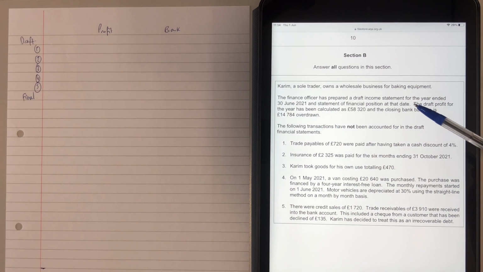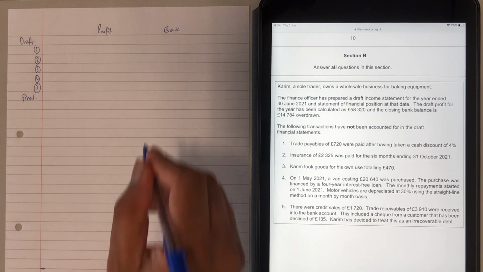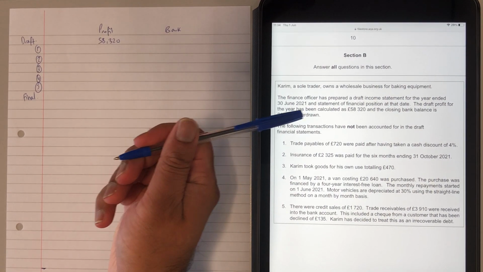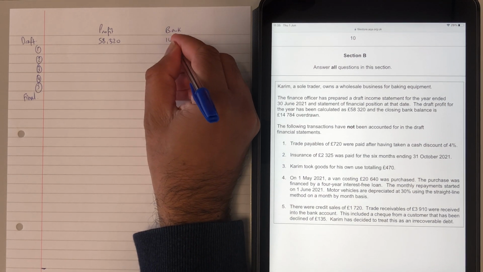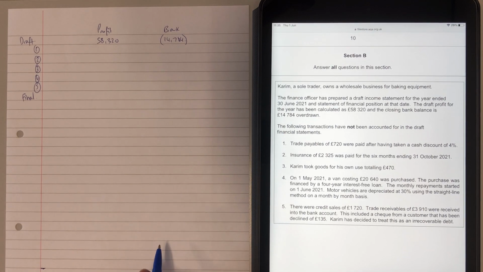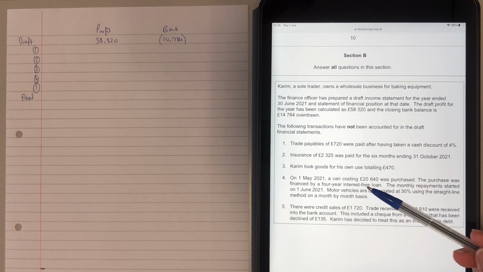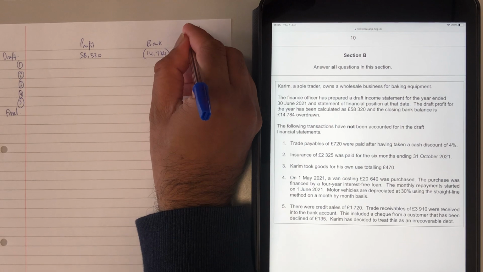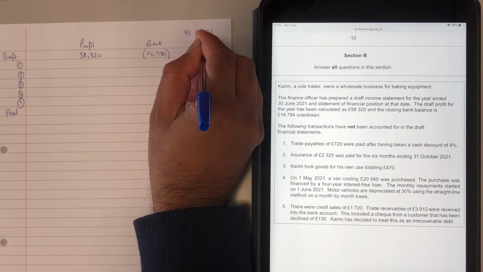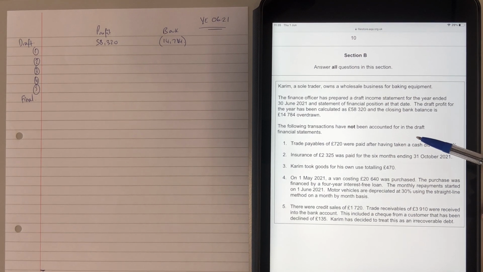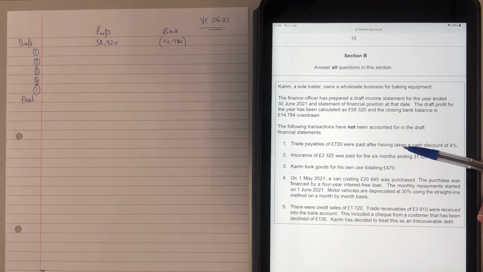So it mentions the draft profit is 58,320, and the bank is overdrawn with 14,784, and that's an overdraft there. Okay, we'll work through each one, put the adjustments into the table. Something to remember is year end is 06/21. So year end 06/21. That's going to be important for some adjustments. Okay, number 1. I'll do a sort of commentary as I'm going through each one.